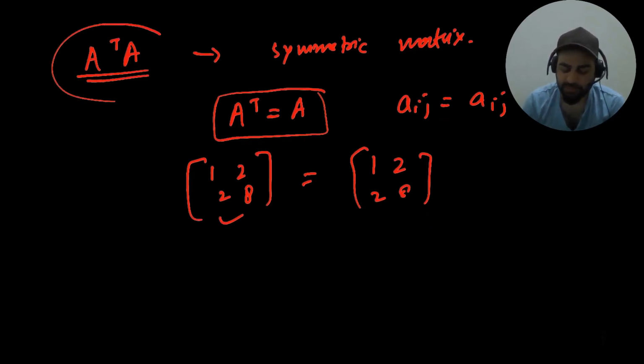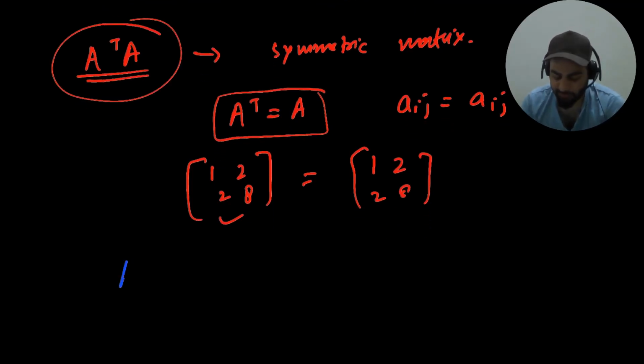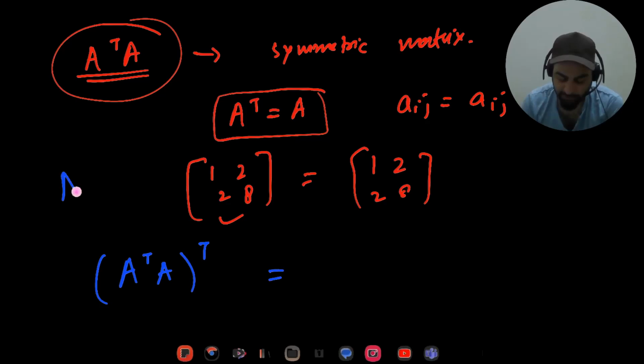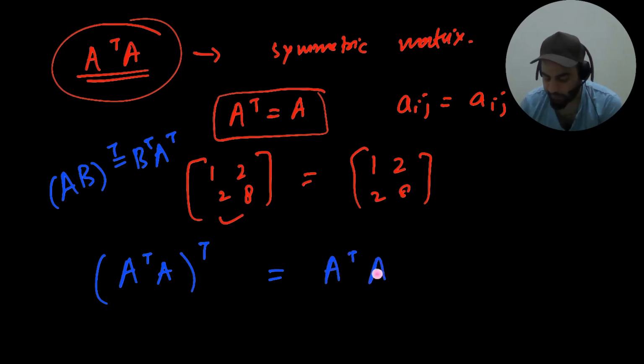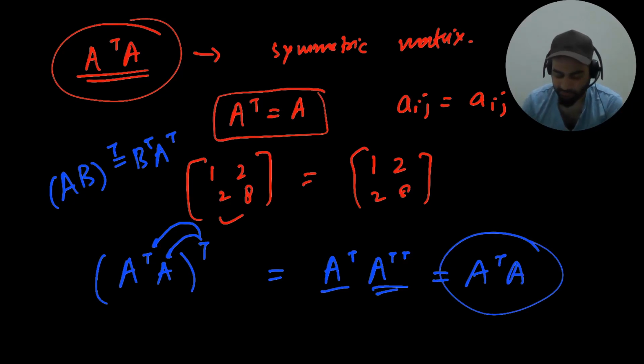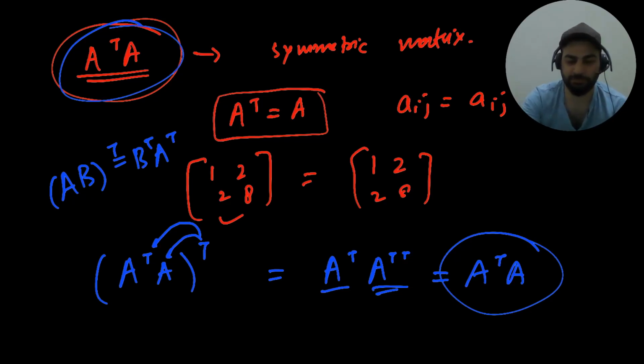So here I am saying this A transpose A will be a symmetric matrix. That means (A transpose A) whole transpose will be, mathematically, as I told you, (AB) transpose is equal to B transpose A transpose. So this will be equal to A transpose times A transpose transpose, transposing the second first and then the first. That's how I wrote it. So A transpose transpose is again A, so this is basically the same thing. I proved it mathematically, so this is a symmetric matrix that you have to see.